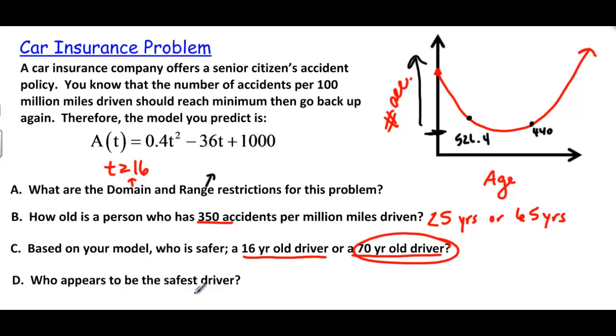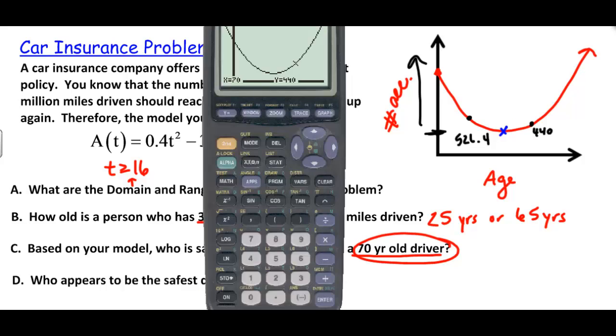So who appears to be the safest driver? Well, the safest driver would be the one who has the least amount of accidents overall, which would be our vertex or our minimum. So again, if we go into our graph, I'm going to hit second trace. I'm going to find the minimum. I'm going to move my cursor close to it.